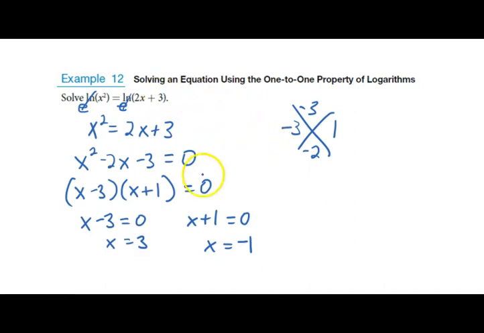Now, the one thing with log equations, you always want to check your answers because you cannot take the log of a negative number. So if I plug these back in, what's inside the parentheses needs to be positive. So 3 squared is 9, that's positive, that's good. 2 times 3 plus 3, that's positive, that's good. If I plug in -1, I get a positive 1 because I'm squaring it. I would get a -2 here, but once I add the 3, I would get a positive 1. So both of those are good answers.